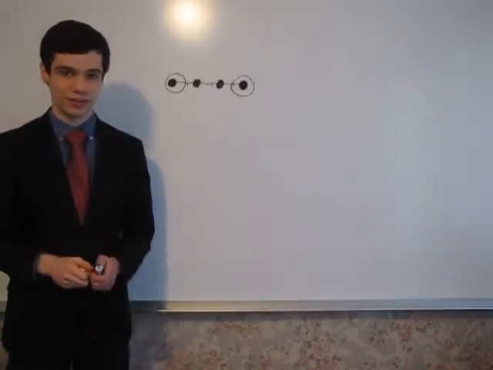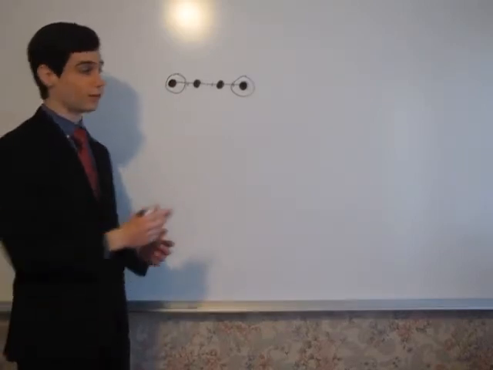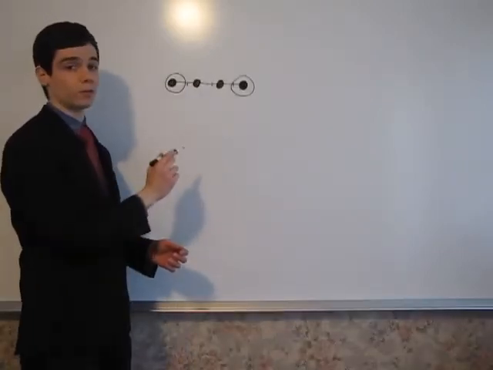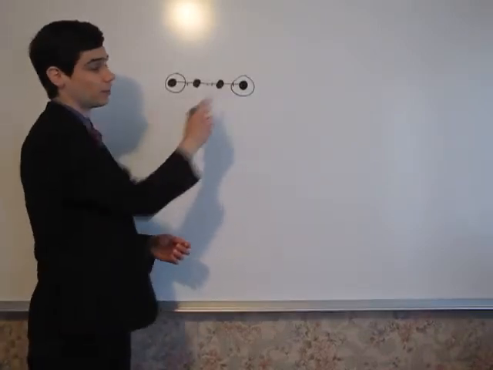Now we have an efficient dominating set. This one is only dominated by itself, this one is only dominated by this one, this one is only dominated by this one, and this one is only dominated by itself.